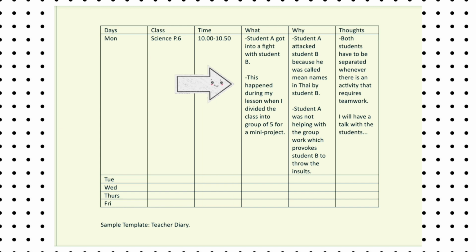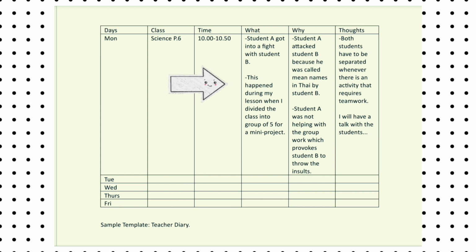So that will represent what happens in the class, and you explain, like you can see on the table. And of course, why: you have to briefly explain why student A attacked student B, as I've mentioned on the table. And finally, you have to write your thoughts about this incident. Like, students have to be separated whenever there is an activity that requires teamwork. So this might be your thought as a solution to the problem, because you don't want this to happen in your class again. So your thoughts here will be the immediate solution.